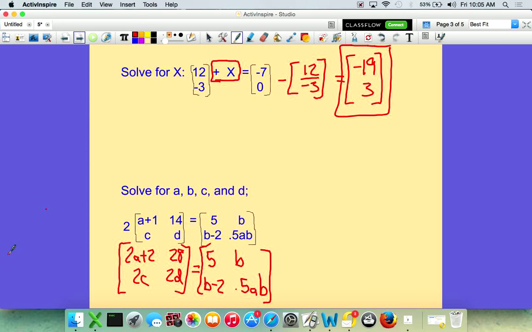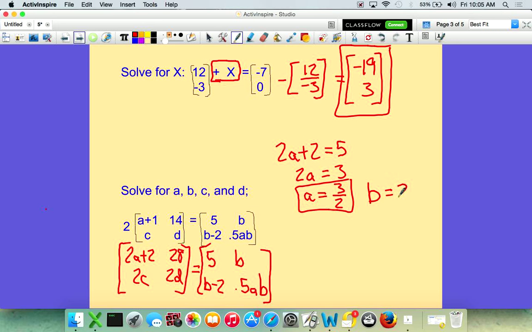If you look at our upper left-hand corner, we have 2a plus 2 equals 5. Since we only have one variable in there, we can absolutely solve for a here. So we'd subtract the 2 over, we get 3 divided by 2, a equals 3/2. So there's one of our answers. Then if you look at the upper right-hand corner, they tell us b equals 28. Sometimes you don't even have to do anything to solve these.